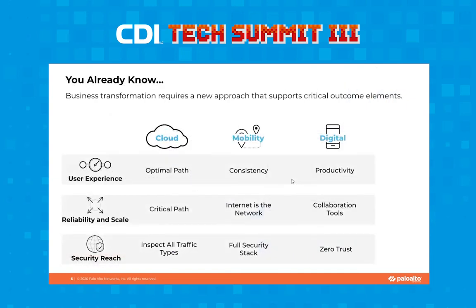So look, here's what you already know. Like I said before, the idea of what SASE is trying to do is enable cloud and mobility and things like that. But these shifts that have been going on for several years now, probably going on 7-8 years, cloud, mobility, digital transformation, they're all here and present, and some have been accelerated by COVID-19 and the pandemic. But the outcomes we're trying to achieve are much the same: improving user experience, increased reliability and scale, and improving security reach.